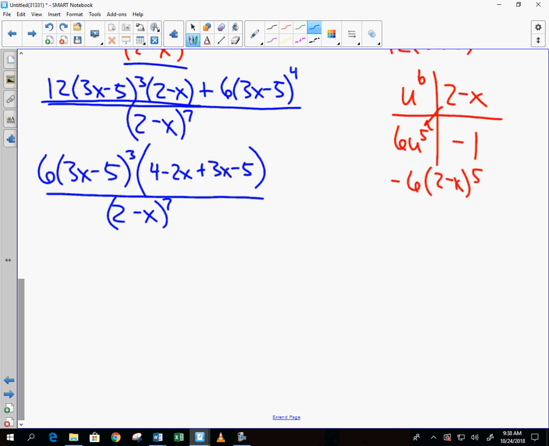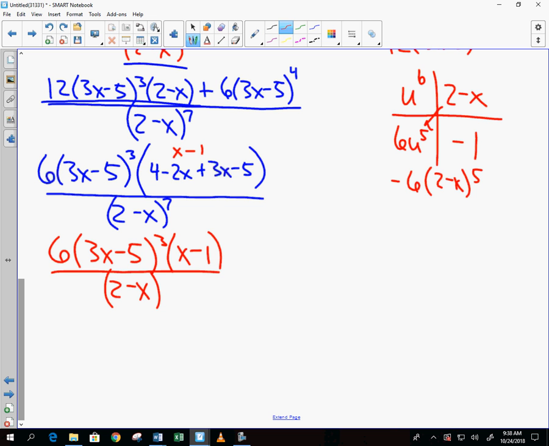So what terms can you combine there? I get a positive x and a minus 1, right? So the final answer is 6 times 3x minus 5 cubed times x minus 1 all over 2 minus x to the seventh. Is that not awesome?